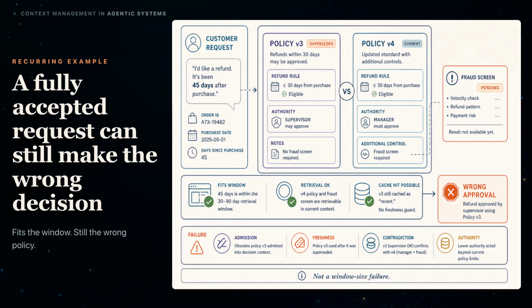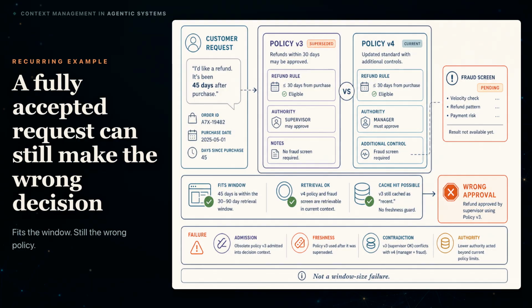Consider a customer asking for a refund 45 days after purchase. The current policy, version 4, requires both manager approval and a past fraud screen. But retrieval also finds version 3, where a supervisor could approve the same exception directly. Both passages are topically relevant. The obsolete one uses language that matches the request more closely, and the fraud screen is still pending.